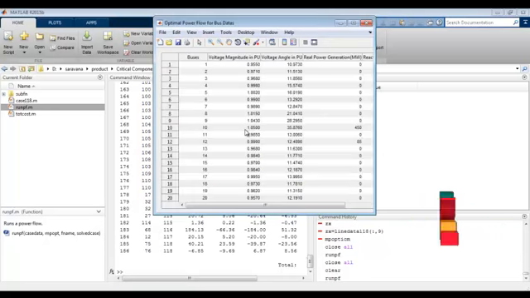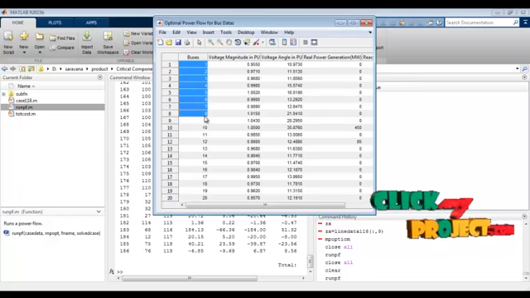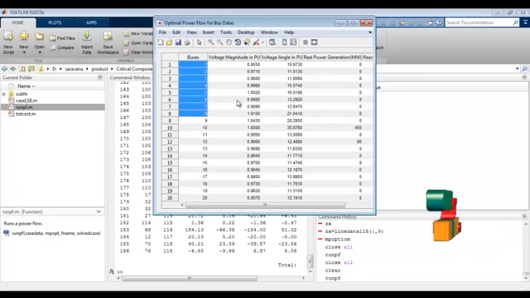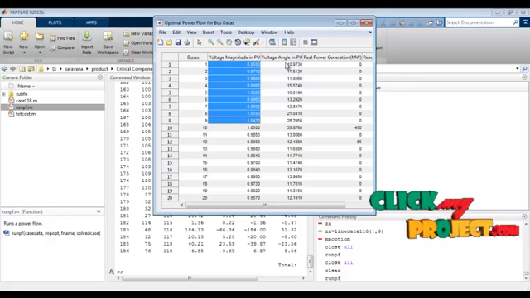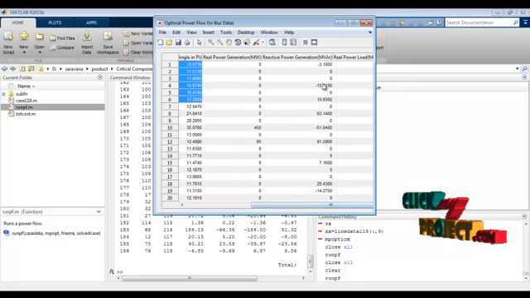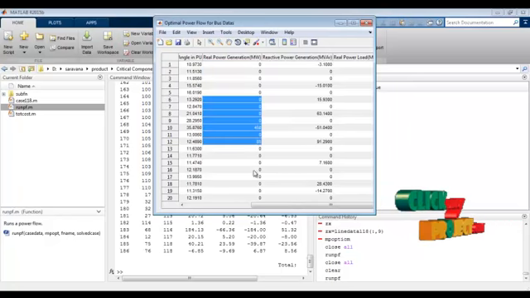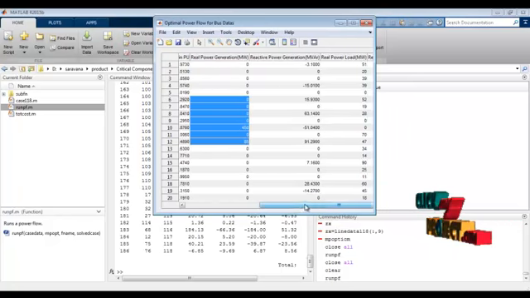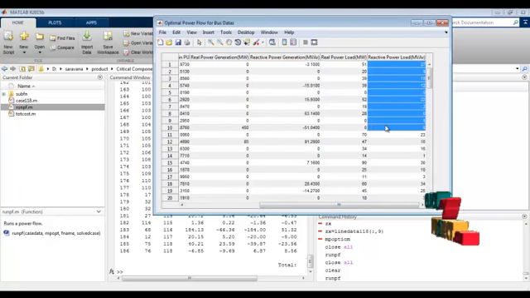And this is our optimal bus data. For the 118 bus system, we have the number of buses, voltage magnitude in per unit, voltage angle, real power generation and reactive power generation. These are real power generation for the specific buses. These are our reactive power generation. These are real power load, and these blocks are reactive power load.